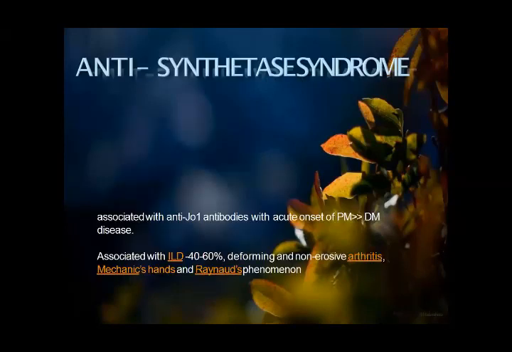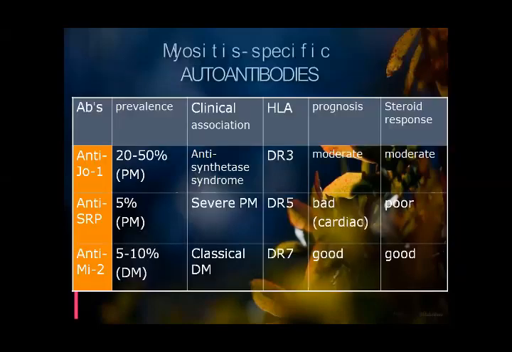Okay, so anti-synthetase syndrome is associated with the anti-Jo antibodies and acute onset of polymyositis and dermatomyositis associated with interstitial lung disease in 40 to 60%, and patients usually have a non-erosive arthritis and may have a history of Raynaud's phenomenon. Myositis-specific autoantibodies, again we look at the autoantibodies.